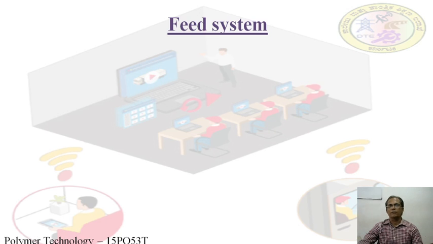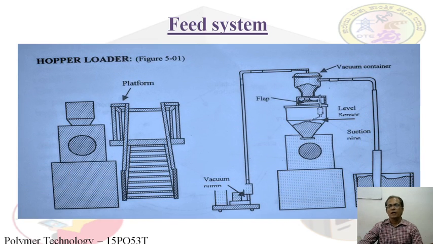Feed system. In this diagram, we can see the hopper loading arrangement. This is only for manual handling. The raw material is charged into the hopper by means of this platform. This is common in smaller versions of machines.